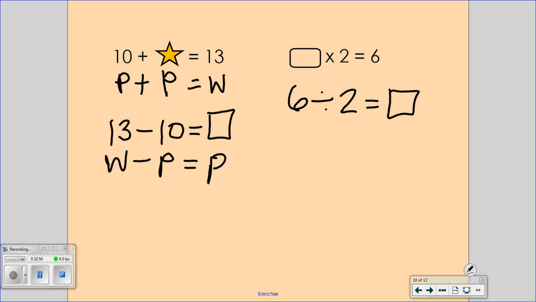What is the star in my first equation? Damien? 3. What is the box in my second equation, Cord? 3. Are we good with this?